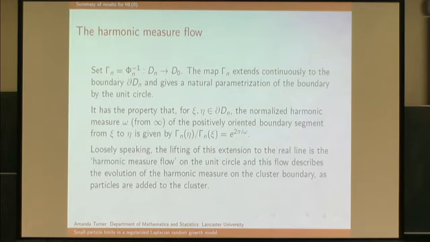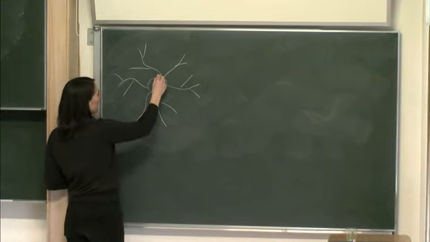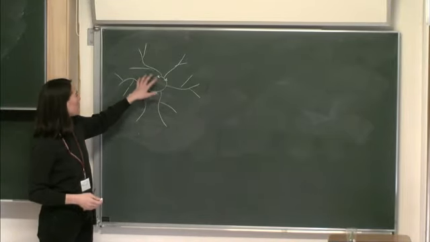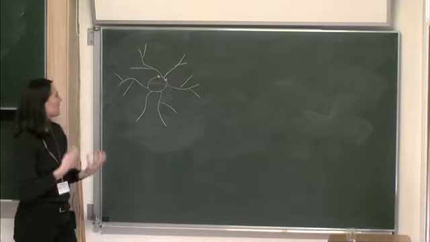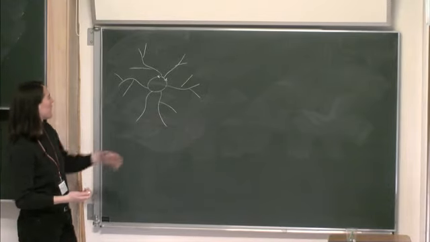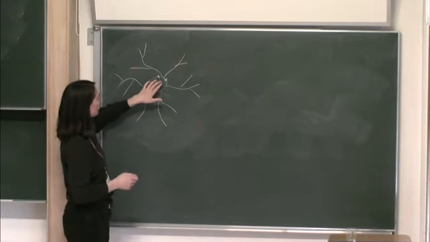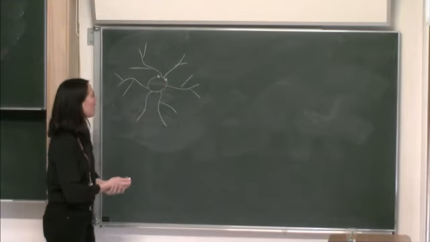Supposing I have a cluster again with n particles, what I want to know is how much harmonic measure grew between these 2 points. What is the weight of the harmonic measure inside that? Because that is going to tell me, when the next particle comes in, where it's going to attach itself. Is its ancestral line going to end up somewhere in this arc or somewhere else?